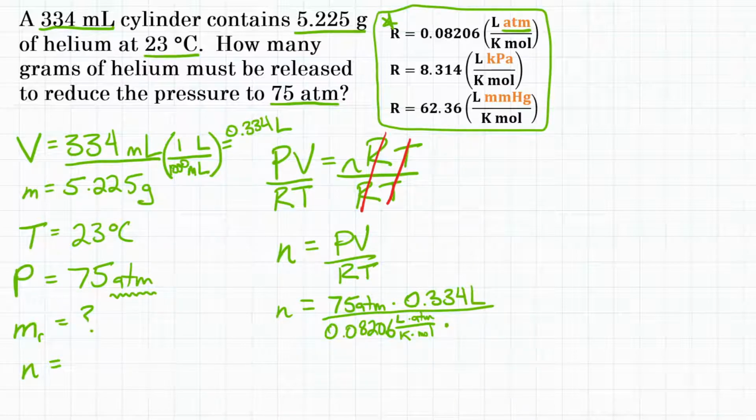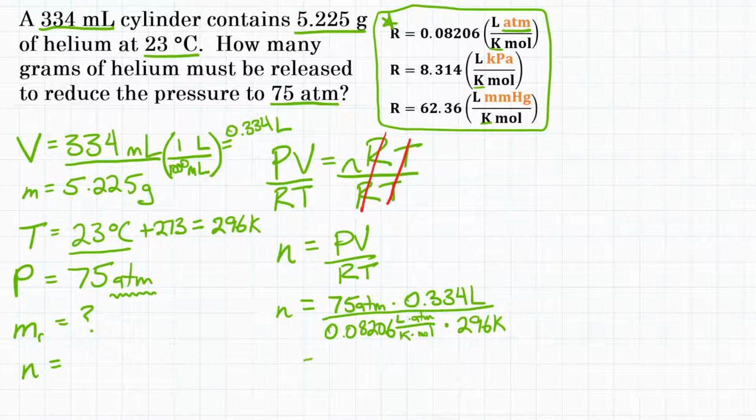Our temperature is 23 degrees C. Now, hopefully you noticed that our universal gas constants all have Kelvin for our temperature. So we need to get our temperature into Kelvin, just like we needed to get our volume into liters. For temperature, it's pretty easy to go from Celsius to Kelvin. You just add 273. So 23 plus 273 is 296 Kelvin. So 296 K down there. So now we can solve this for n.